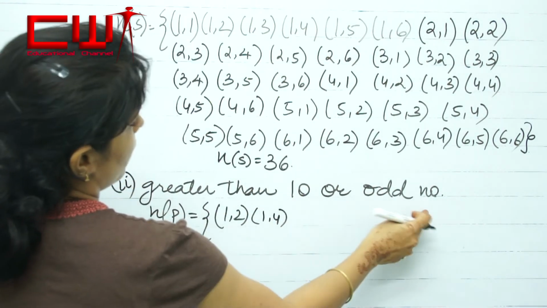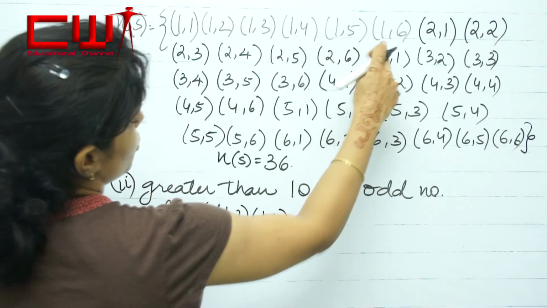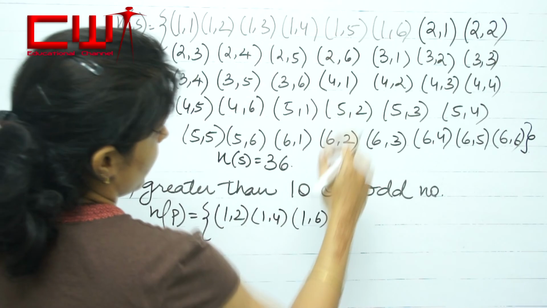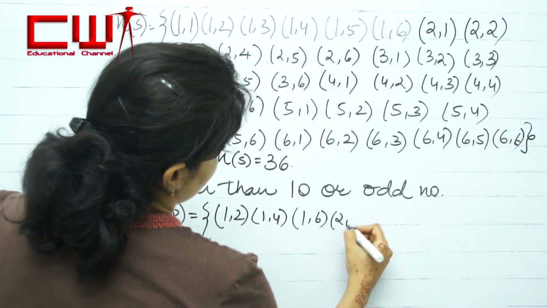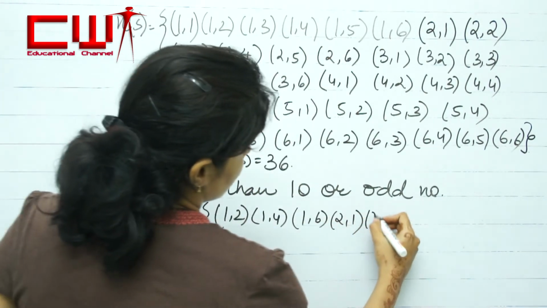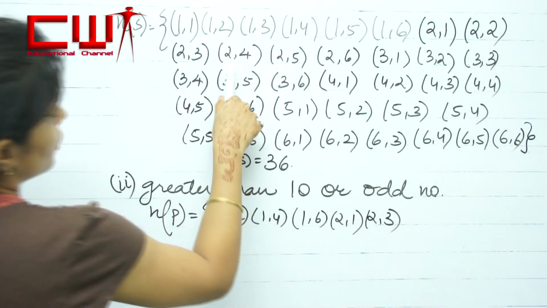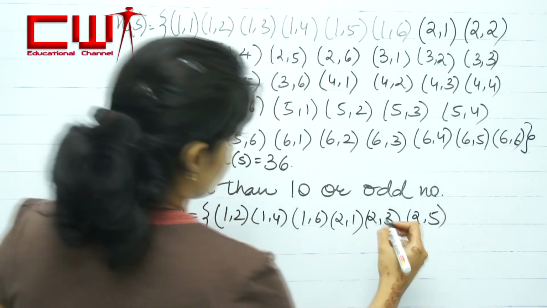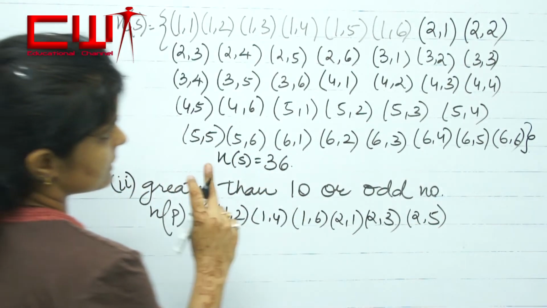Okay. Odd number 5. 1 and 5, 6. No. 1 and 6, 7. Okay. 2 and 1, 3. Okay. 2 and 2, 4 will not come. 2 and 3, 5 will come. 2 and 4, 6 will not come. 2 and 5, 7. This will come. Right? Then what will come? 2 and 6, 8? No.